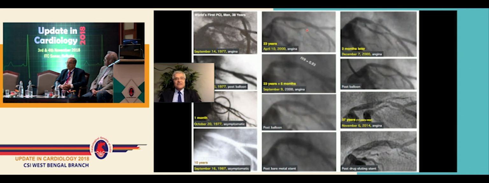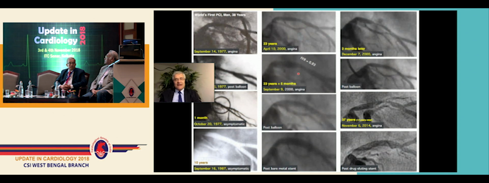I said, it doesn't look significant to me. But he kept calling me and saying, I still have angina. I want you to do something. So 5 months later, on September 9, he came back. I did another angiogram, and you can see that basically it looked the same, not much worse.